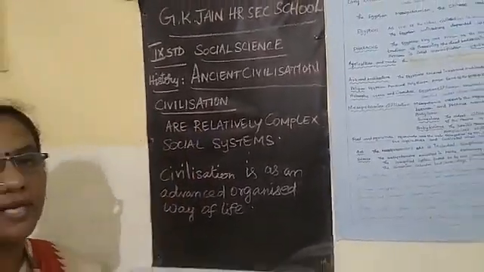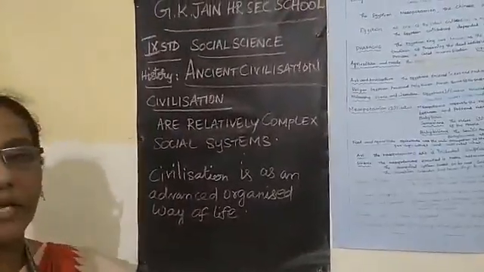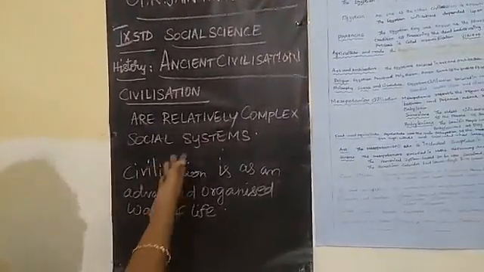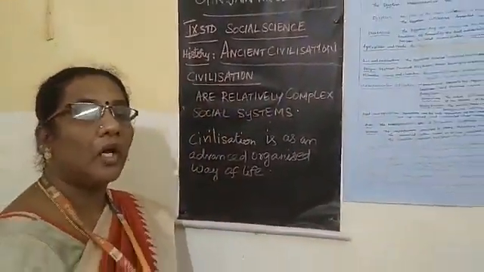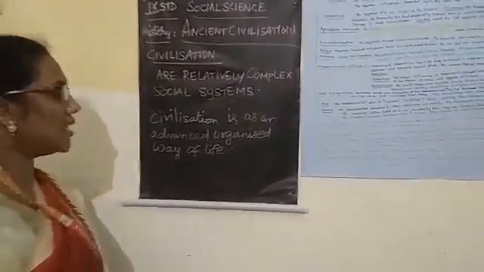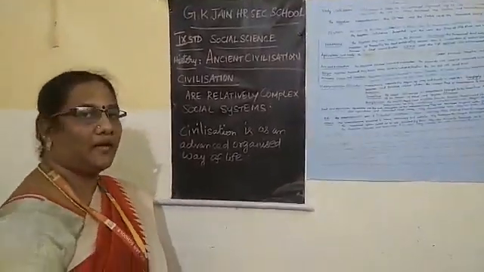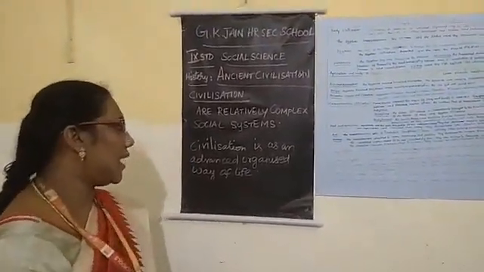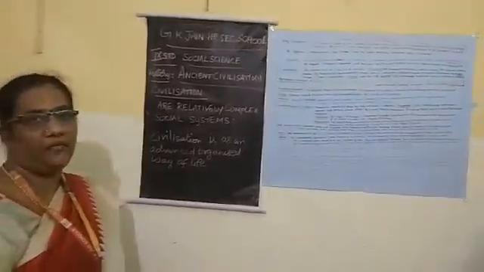Civilization. What is civilization? Civilizations are relatively complex social systems. Civilization is an advanced organized way of life.